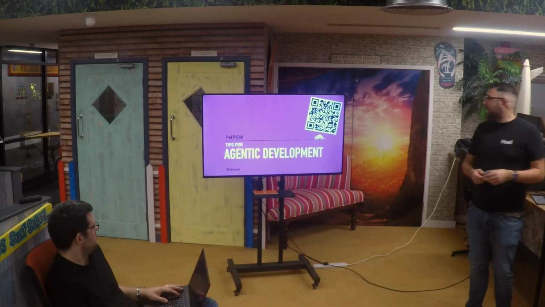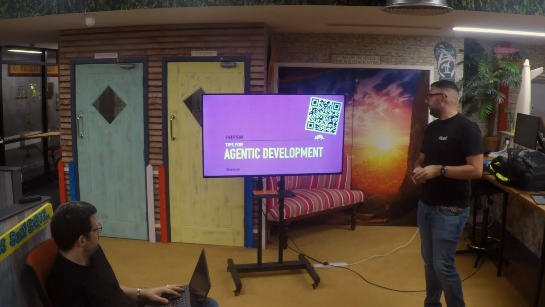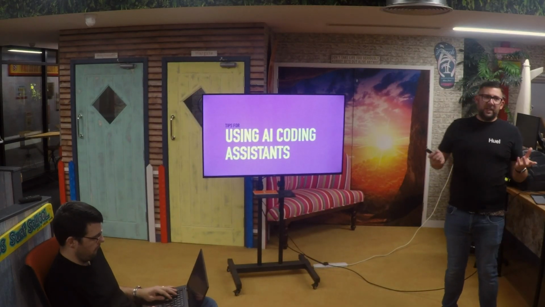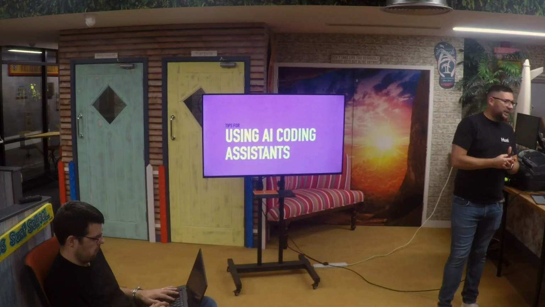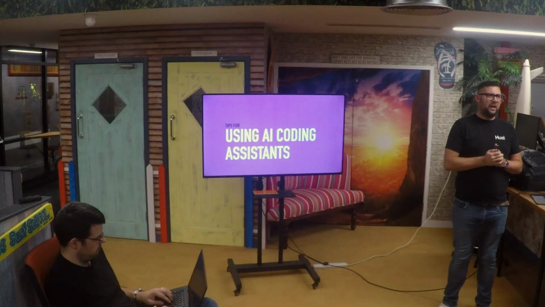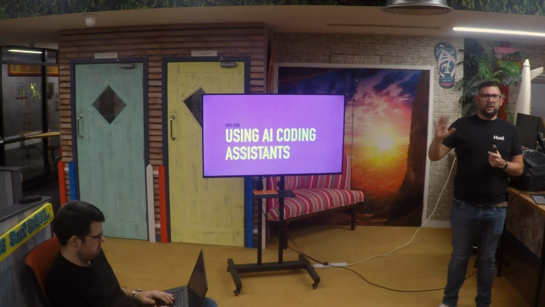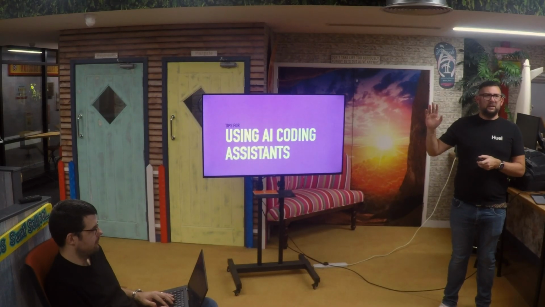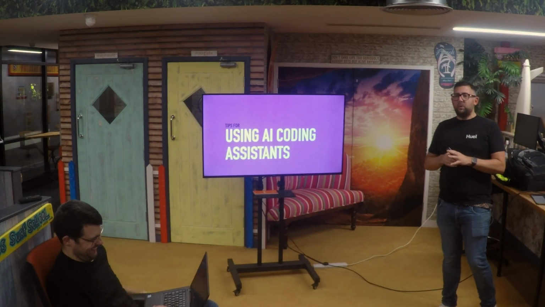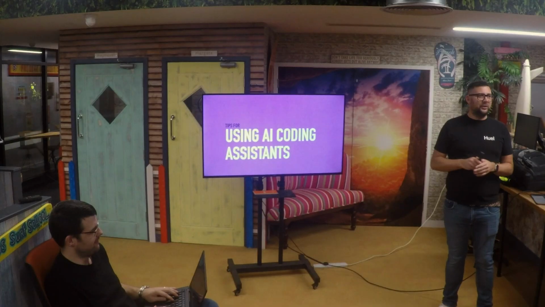Okay, so the title of my talk is Tips for Agentic Development, which is basically tips for using AI coding assistants. Who here is currently using some sort of AI coding assistant in their work? Lots of people. Anyone never used one?